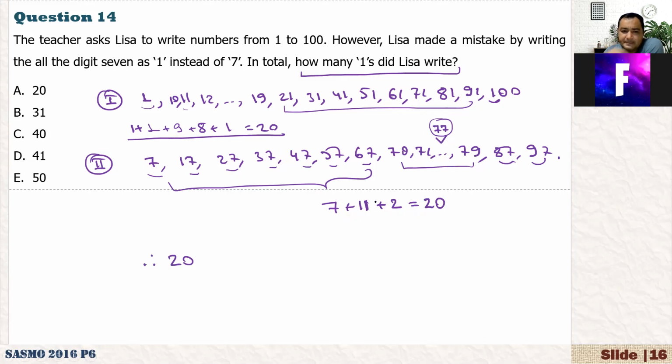18, 20. 7. So I got it correct, right? 70, 71, 72, 73, 79. So we have 10, 77, 11. Okay. And 70, 87, 97. We have 20. And how about ones? 1, 2, 3, 4, 5, 6, 7, 8.